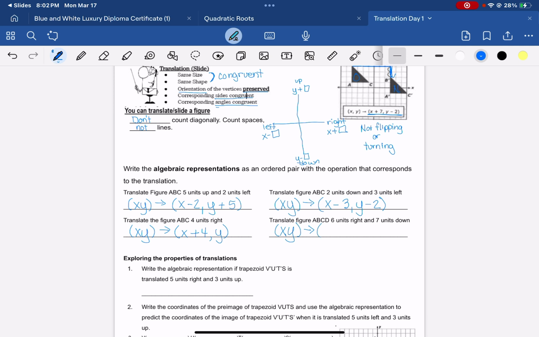Okay, right, left, it says right 6. So that's x. Now right, I want to remind you again, right is adding the number of spaces. So plus 6. Y is up, down, and it's going down, so I'm going to subtract. How many does it say it moved? 7.